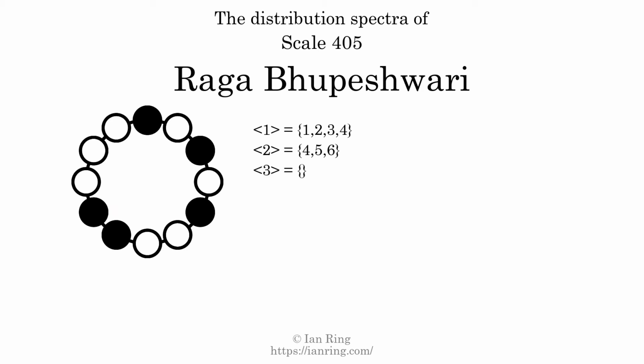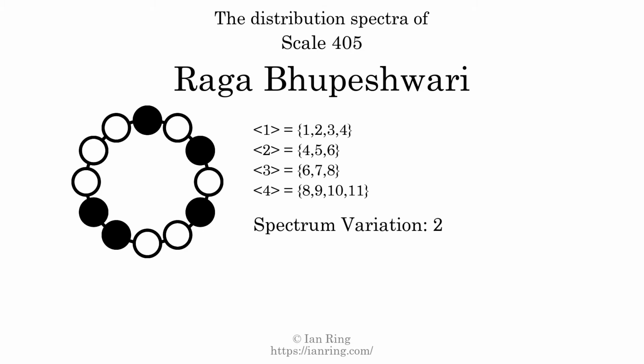The generic interval of 3 scale steps comes in 3 different specific interval sizes: 6 semitones, 7 semitones, and 8 semitones. The spectrum width of this generic interval is 2. And finally, the generic interval of 4 scale steps comes in 4 different specific interval sizes: 8 semitones, 9 semitones, 10 semitones, and 11 semitones. The spectrum width of this generic interval is 3.